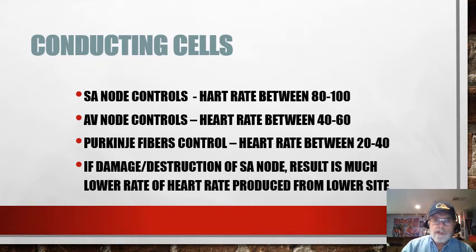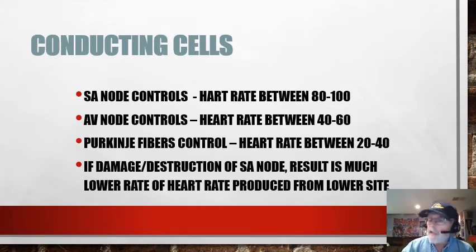If the SA node stops working, the AV node is a backup. It's sort of like, if I need it, I'll use it. The AV node can have very similar cells that will do the same, but not as fast. As a result, if the AV node, the atrioventricular node, controls the heart rate, it's only between 40 to 60, which might be enough to keep you alive, but it's not good enough for the long run. So if the AV node is what runs it because the SA node stops working, then the heart rate's going to be less.